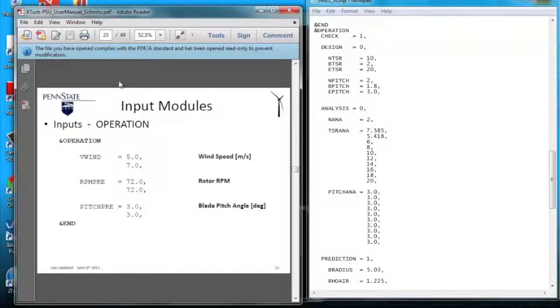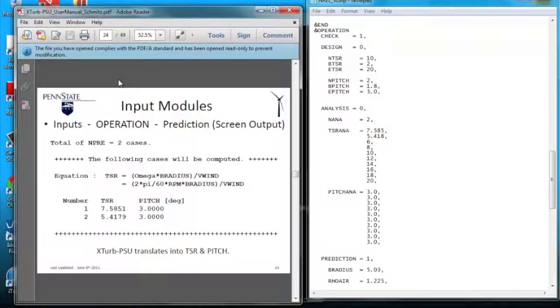So we know that the tip speed ratio is omega r divided by V wind. So omega times the blade radius divided by the wind speed. Omega is nothing but twice pi over 60 times the rotor RPM, then times the blade radius divided by the wind speed, gives you the tip speed ratio.